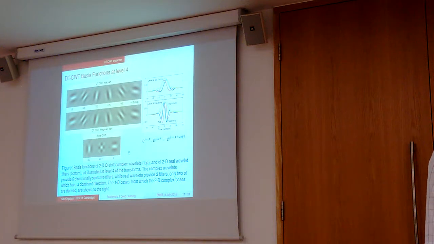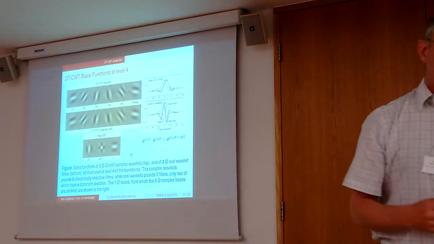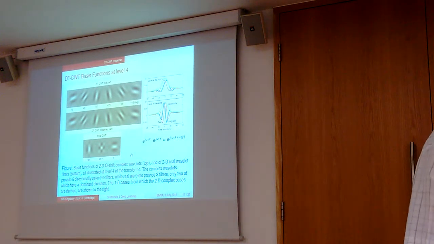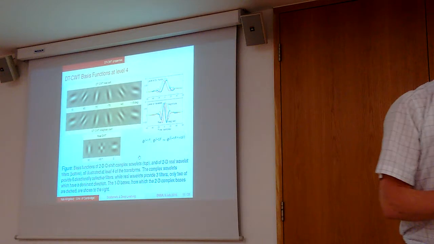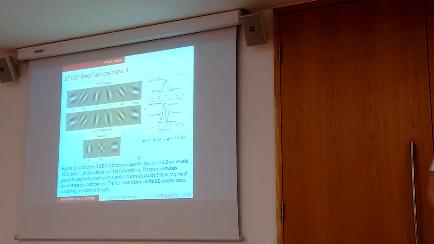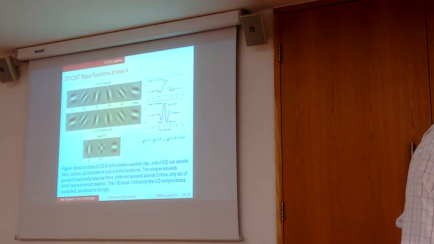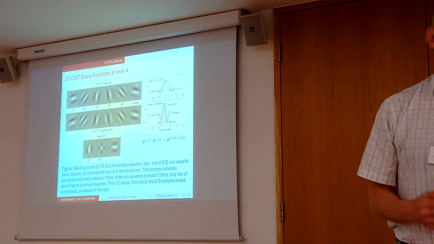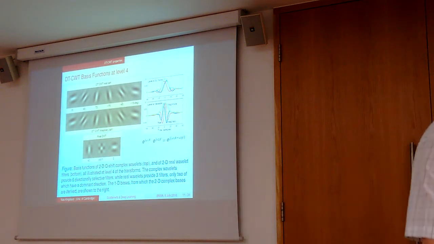This contrasts against a real wavelet transform, which tends to produce these basis functions in 2D, and this one is very annoying because it's just a checkerboard, and very few real objects have checkerboard features, whereas lots of real objects have oriented edges with all sorts of different orientations, which is what these filters pick out.